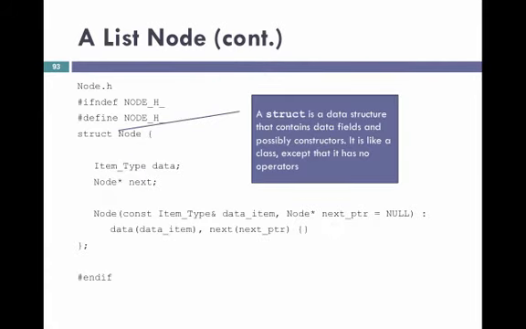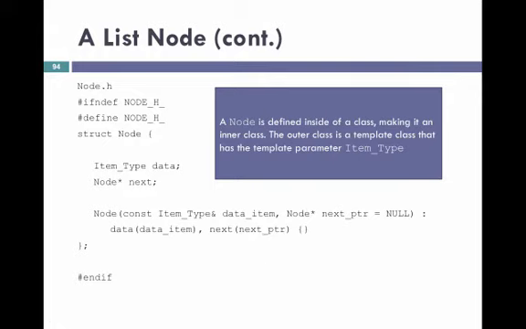Now here's a header file, and we're using a struct instead of a class. A struct is a data structure that contains data fields and possibly constructors. It's like a class, except it has no operators. So here it has data, and next is a pointer to node. Here's a constructor. It takes a data item and a pointer to a node, and then initializes these two data fields using an initialization list.